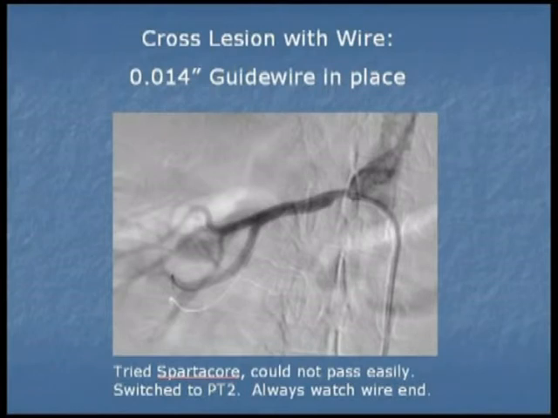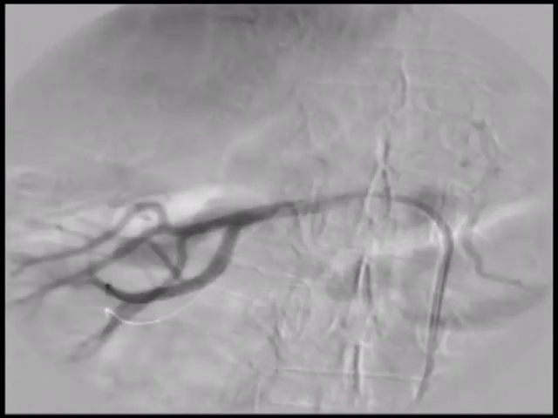And you can see from this case that the SpartaCore had some difficulty crossing. We switched to the PT2, but be very mindful of the PT2 and the hydrophilic wires, that they don't perforate as they go too distal on some of these lesions. So you have to be very mindful of where the guide wire is in position. And you can see from the run here.